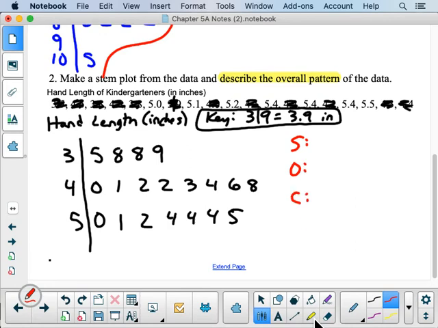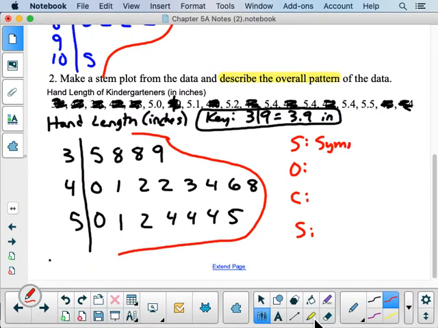SOCS, to describe the pattern. The first S, I would argue this is pretty symmetrical again. Okay, it doesn't look like we have a tail to either side. I would say that there's no apparent outliers. We don't have any numbers that are way further away than any others. The center is halfway between the data.